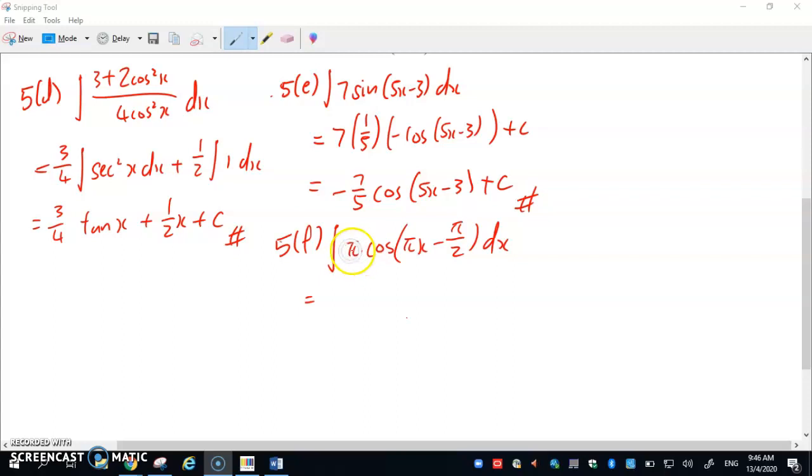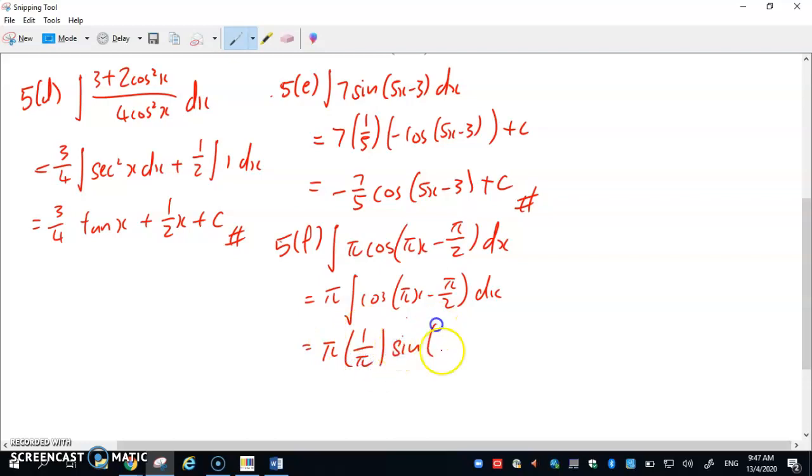For part F, you see the additional pi over here, but what we know is that pi is actually a constant. Since it's a constant, you can bring it out of the integration. So simply pi integrate cosine pi x minus pi over 2 dx. You may just integrate this directly and consider the effects of chain rule. You also get pi times 1/pi sine pi x minus pi over 2 plus c. Your answer is simply sine pi x minus pi over 2 plus c, and that's your final answer.